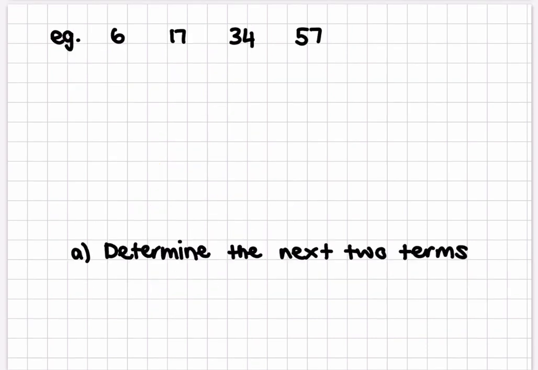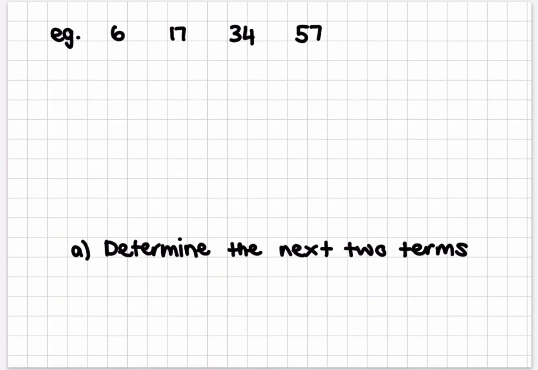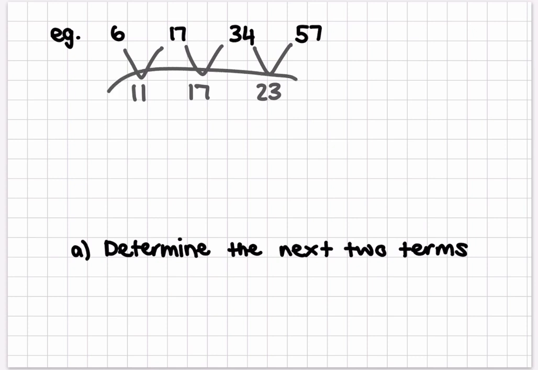Okay, so let's go straight into another example so we can see what we're dealing with and just practice how to use our formulas. So first things first, let's map this out so we get a good idea of what we're dealing with. Between 6 and 17, there's a difference of 11. Between 17 and 34, we have a difference of 17. Between 34 and 57, we have a difference of 23. Now we can see that these are not the same, so we're going to do it again.